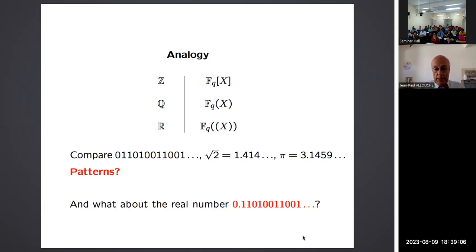Now we can ask a reverse question, so to say. I take the Thue-Morse sequence, 0, 1, 1, 0, and so on. I put a decimal dot in front of it, and I say, okay, this is a real number, let's say base 2, base 10, whatever. And what can you say about this number?